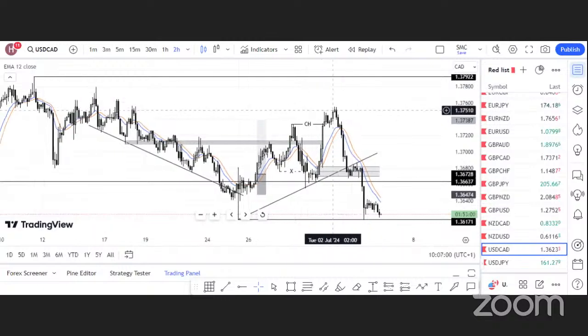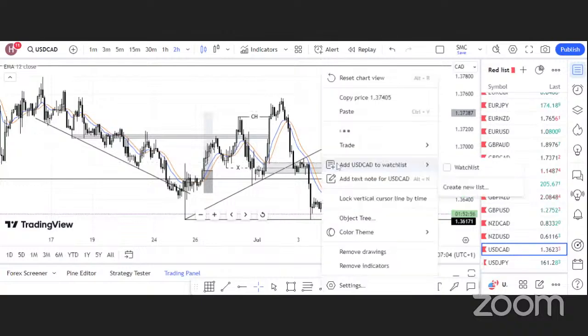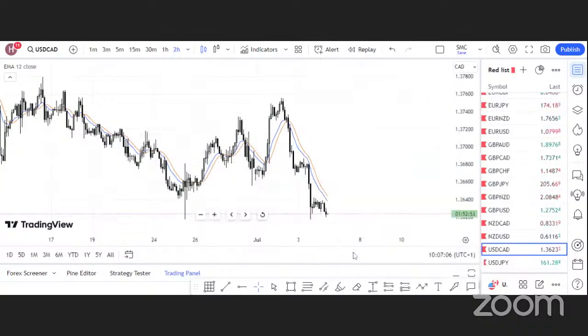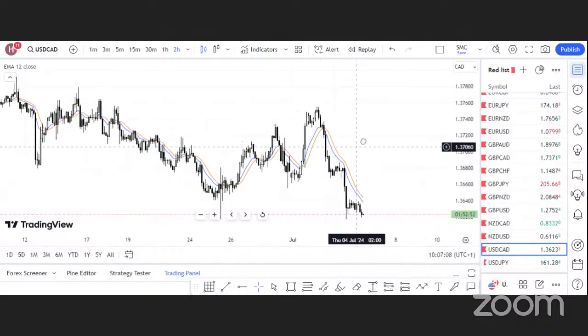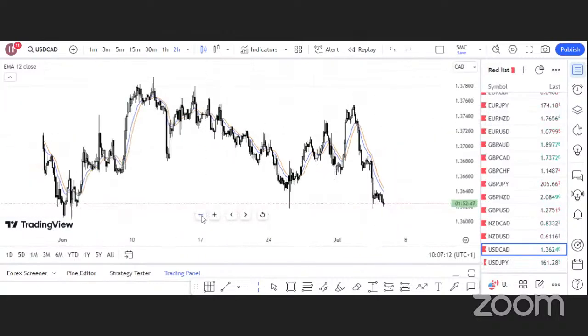So we're still on the 2 hour time frame. Now let's quickly make analysis. I want to delete everything here and make fresh analysis. Okay. So let's take everything out and make fresh analysis.